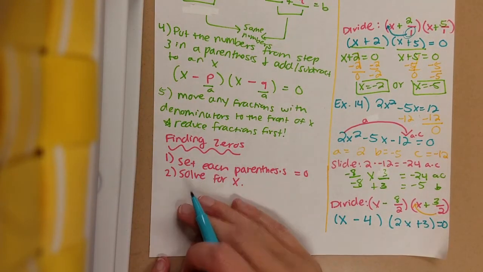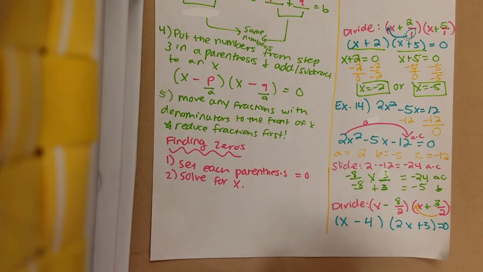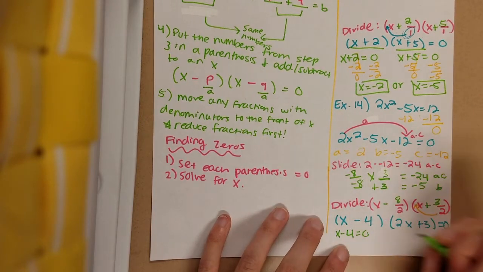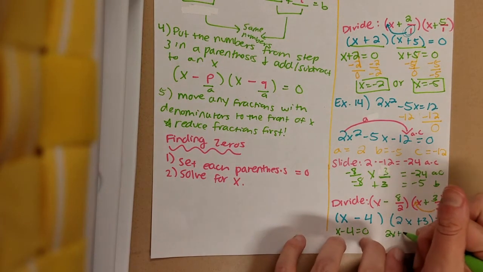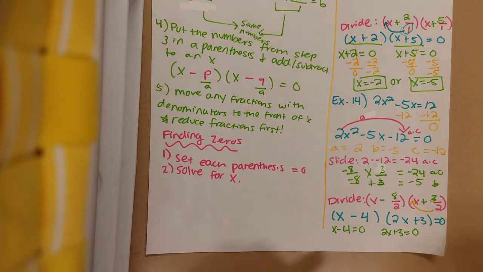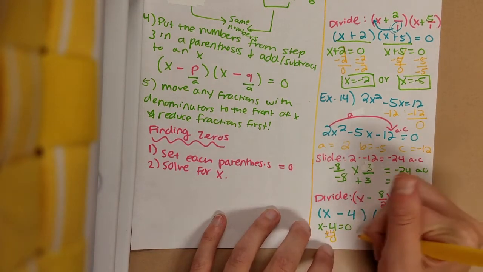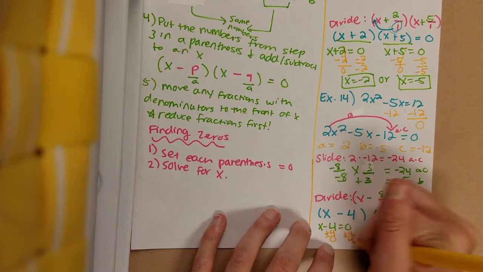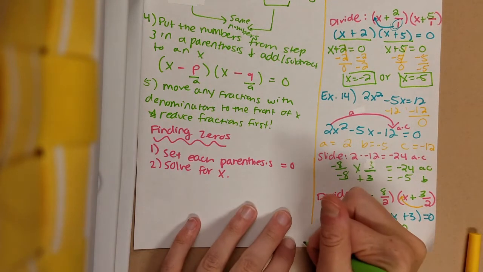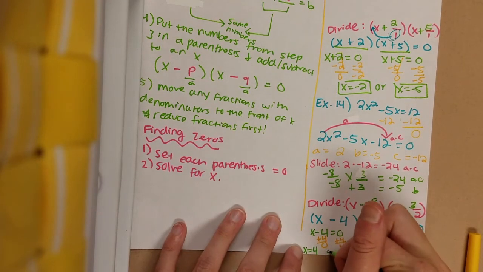We find the 0. So we do that by setting each parenthesis equal to 0. So I'm going to have x minus 4 equals 0, and I'm going to have 2x plus 3 equals 0. And I'm just going to solve this for x. So I'm going to add my negative 4 to the other side, since a positive 4 is the opposite of that. So I'm left with 4. So one of my answers is going to be x equals 4. Sorry guys, I know I'm running out of room. So this will be x equals 4.